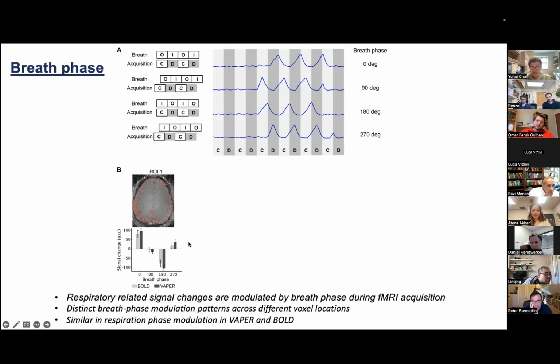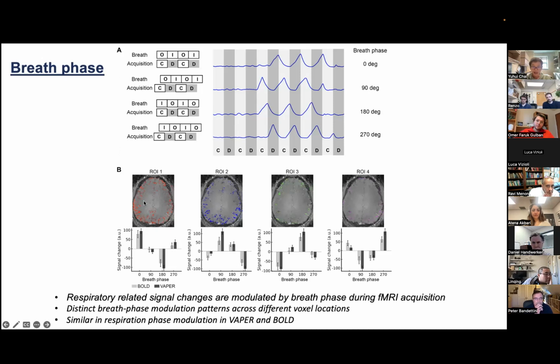However, the interesting thing is if you look at the same region, but at some nearby voxels, the respiration phase modulation pattern is totally different. For example, here the voxels are just next to each other. But if you look at how the signal change is affected by the breath phase, it's very different. Here, the signal change is highest when we acquire the image during the transition periods. And ROI 3 and ROI 4 shifted again.